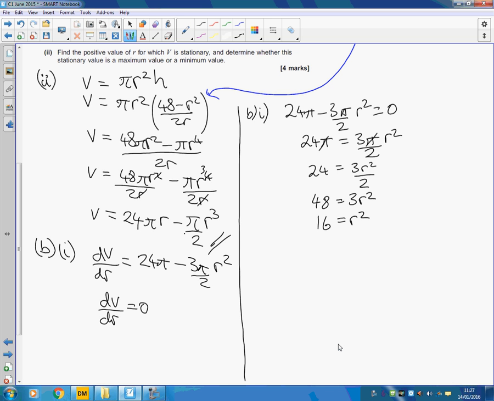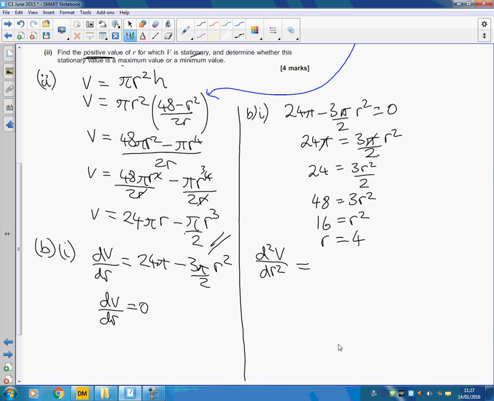So all I need to do is square root 16. Now, notice in the question it asks for the positive value. So normally when you square root we'll do plus or minus 4, but it said the positive value, so we're just going to come to r equals 4. So that means we found the stationary point. Now we want to know if it's a maximum or minimum. And the way we do that is we're going to use the second derivative. So using our letters, that's d2v over dr squared.